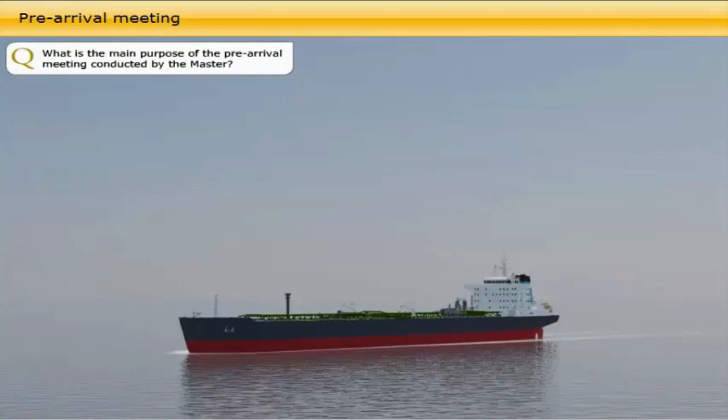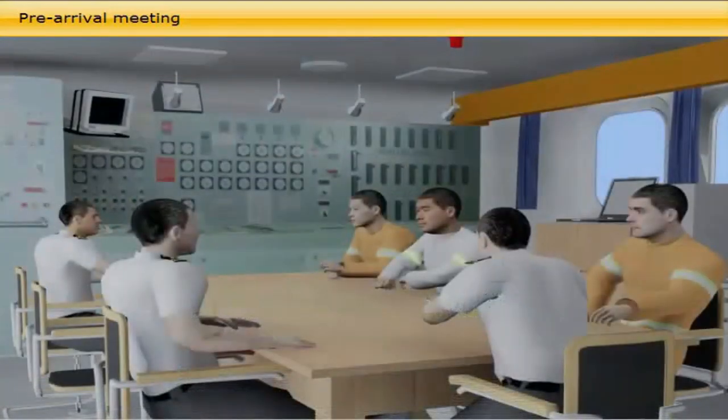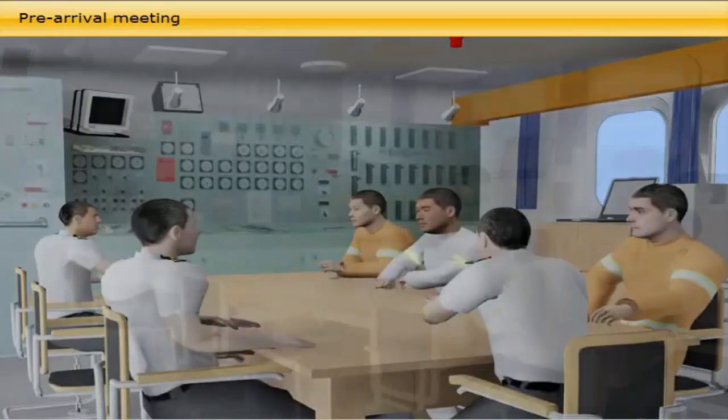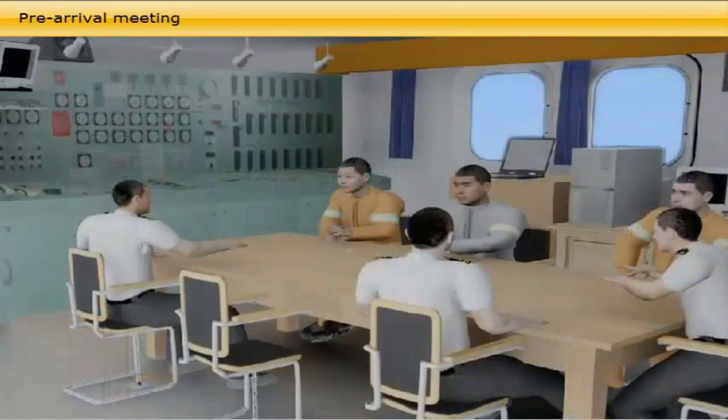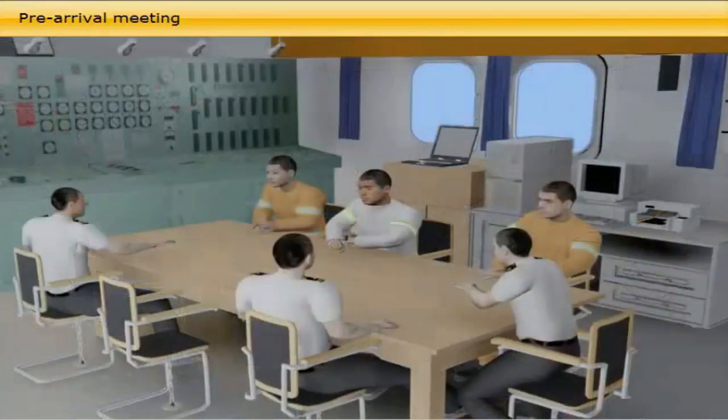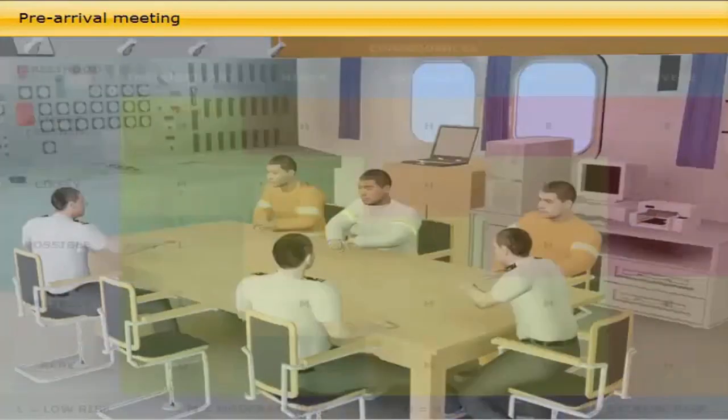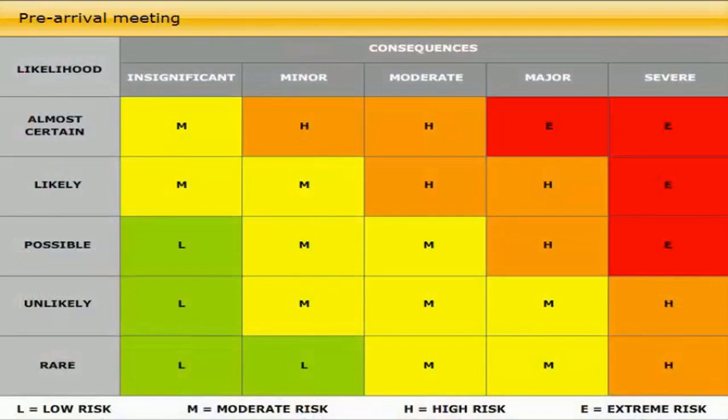What is the main purpose of the pre-arrival meeting conducted by the master? A pre-arrival meeting is performed in different ways, depending on the vessel's trade. The master normally conducts the meeting, and the main purpose of the meeting is to ensure that all officers and crew are acquainted with the time schedule and activities expected to take place during the port call.